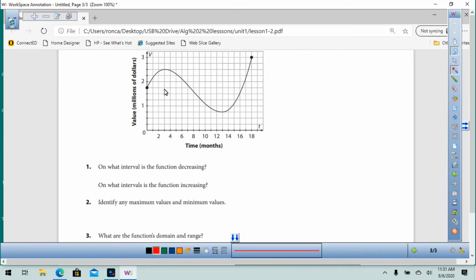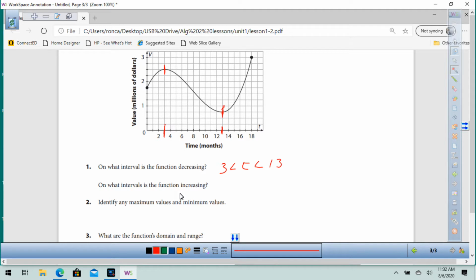What we'll do in red, decreasing. We start here, we read the graph from left to right. It gets up to a high right here, and then it decreases all the way down until it gets to right here. On the x-axis, that will be from 3 to 13. So on what interval is the function decreasing? 3 is less than t is less than 13.